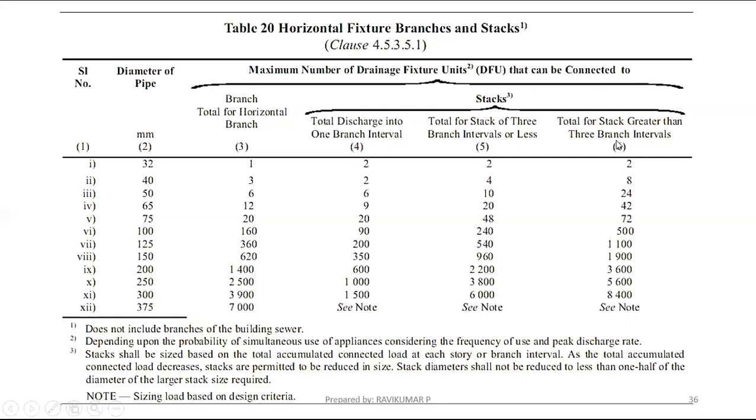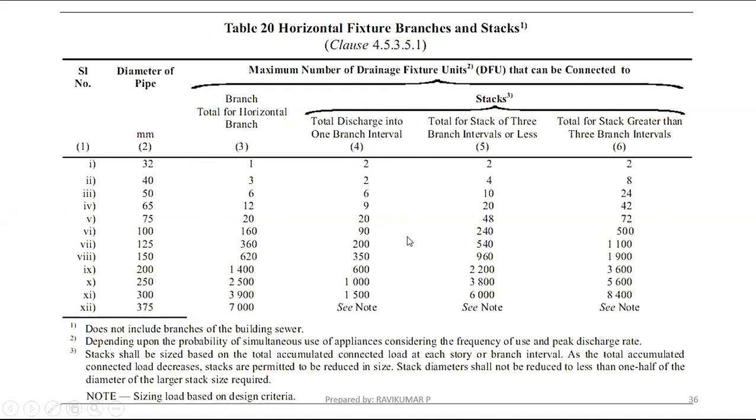We have to take this. For stack, it means vertical pipe. For the vertical pipe, you have to take this one. For the horizontal pipe, horizontal branches, you have to take this one. This column you have to take for the horizontal pipes. So with this table, you can design for the horizontal pipe and the vertical pipe also.